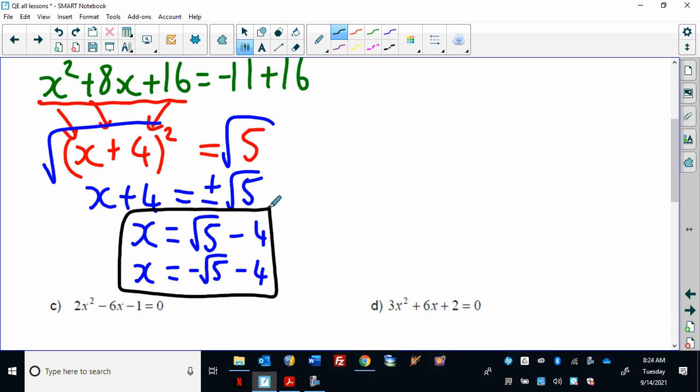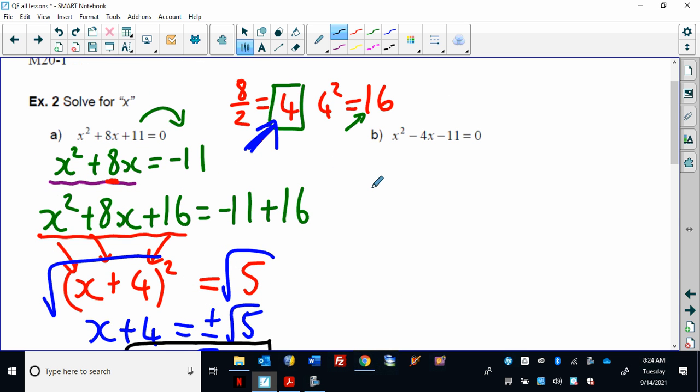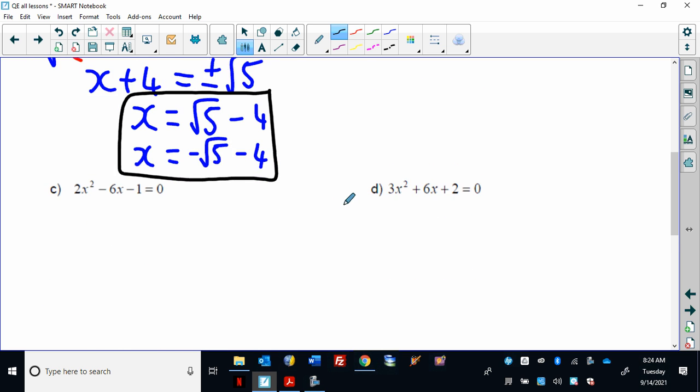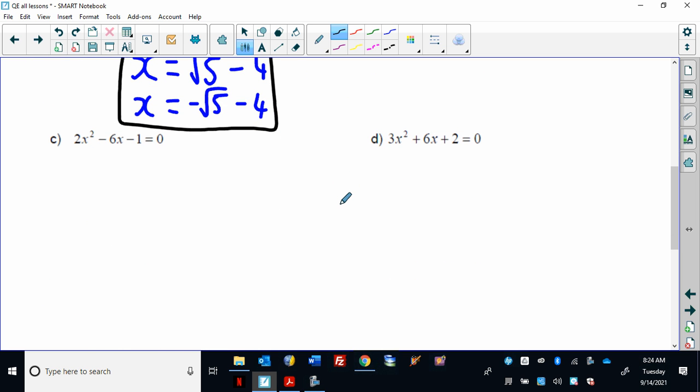Okay. I think, just to make the video a little shorter, we'll skip example B. Example B is very similar to example A. And let's go on to C, because there's a little quirk in C that we need to be aware of.